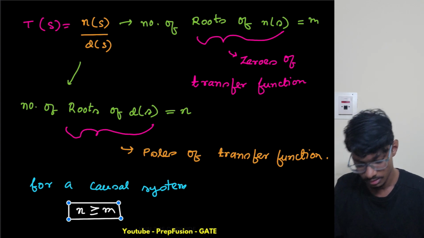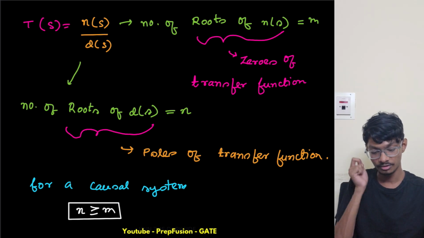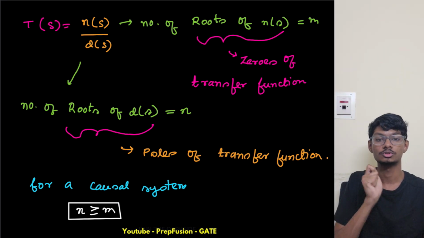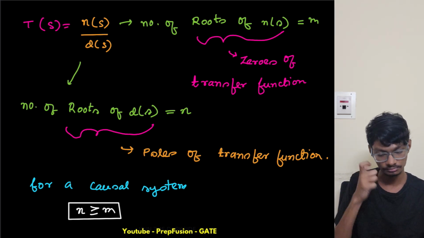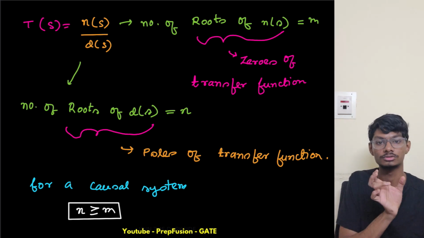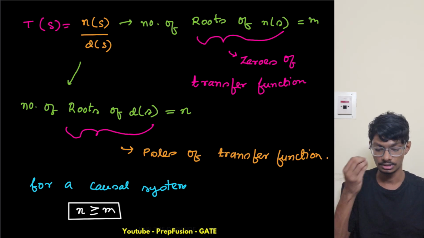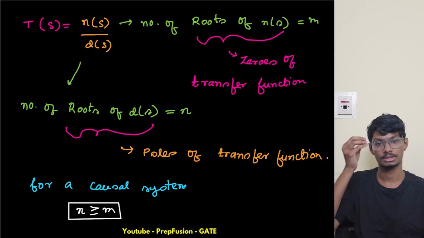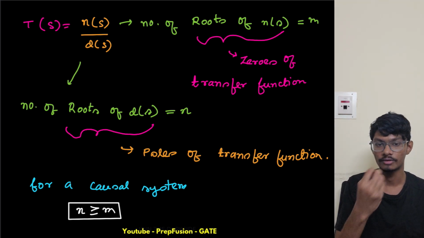Okay, so why is this the case? Why should the number of poles always be greater than the number of zeros? I will explain you with one example. Another thing also, that for a realizable system and for a real system, the number of poles should always be greater than the number of zeros. Why? I'm just explaining you, if you don't understand, that's fine.